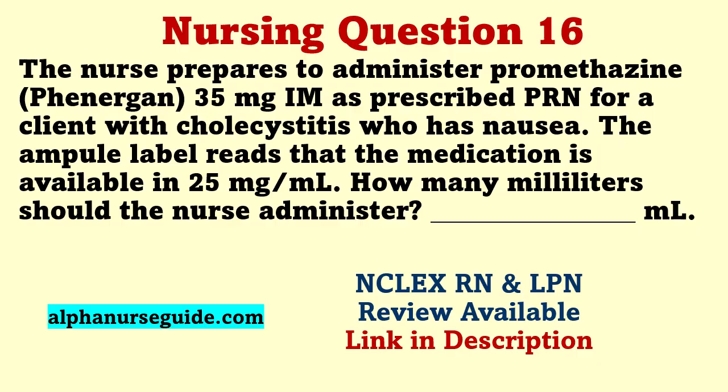The nurse prepares to administer promethazine 35 mg IM as prescribed PRN for a client with cholecystitis who has nausea. The ampule label reads that the medication is available in 25 mg per mL. How many milliliters should the nurse administer? To solve this problem, you set up the formula as 35 mg over X equals 25 mg over 1 milliliter. You cross-multiply 35 times 1 and X times 25. You get 25X equals 35. You divide by 25 on both sides, and you get X equals 1.4 milliliters.